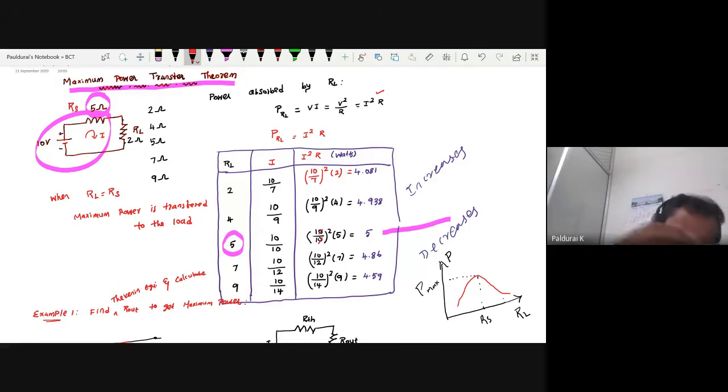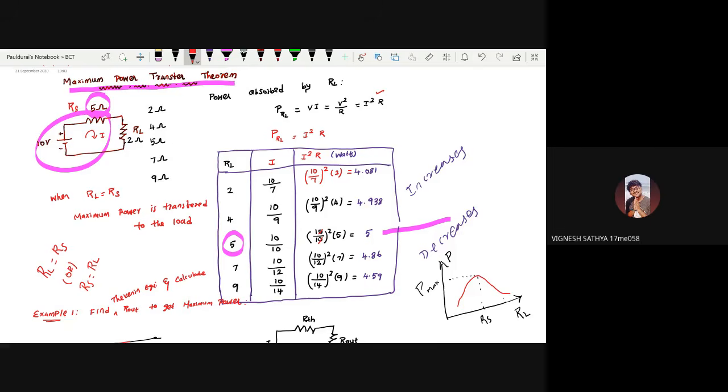And I have one more question. When RL equals RS, or RS equals RL, which one is correct? Both are correct in mathematics. So when RL equals RS.